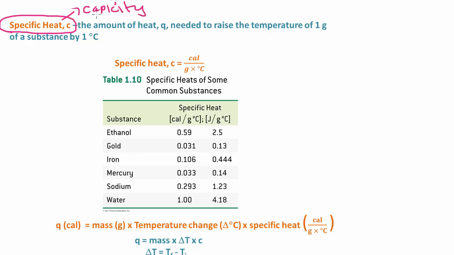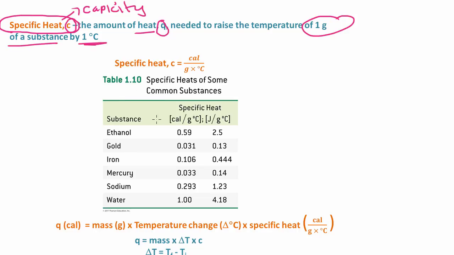In your book, they call it specific heat. In other texts, they call it specific heat capacity. And that is represented with a lowercase c. And this is the amount of heat needed. Heat is represented by a lowercase q. So the specific heat capacity is the amount of heat needed to raise the temperature of 1 gram of a substance by 1 degree Celsius.